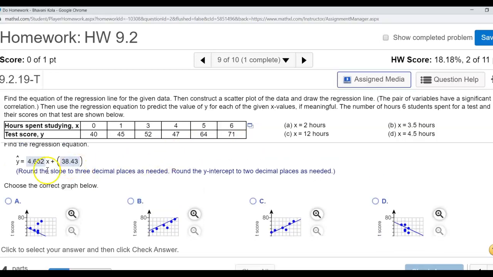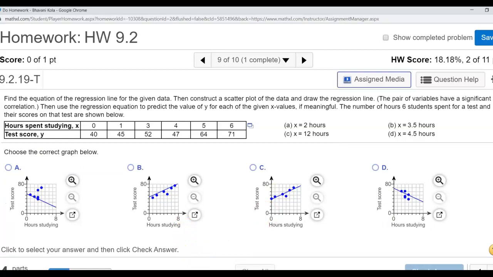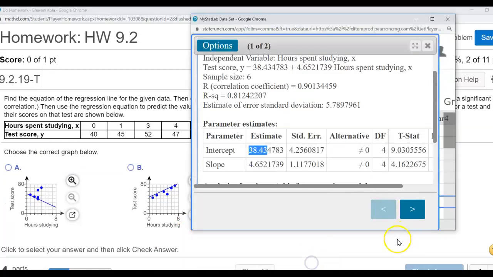So I know that my slope is positive. Do you see that? My slope is positive. So my line is going up. And one more thing is I will always go ahead and take the help of this one here.